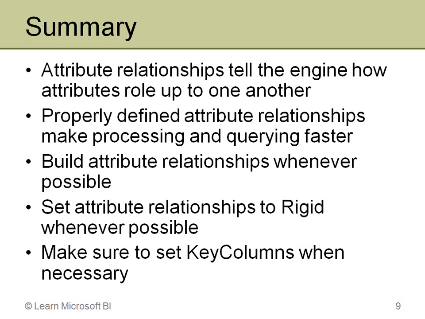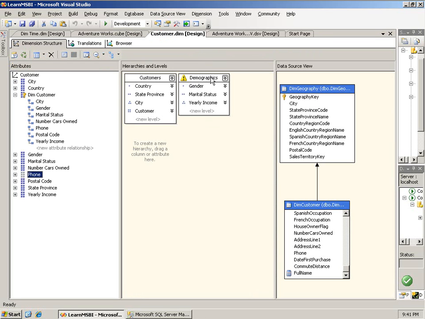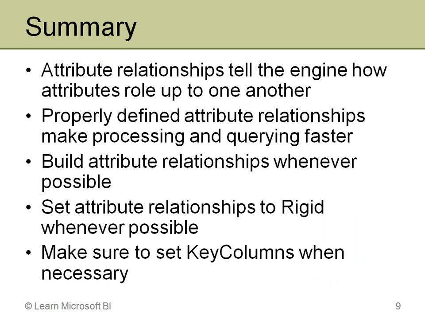So queries are faster. Processing actually occurs faster, again, because when it's building these aggregations, it can build the lower level ones first and then base higher levels on that lower level of detail. Anytime you can, build attribute relationships. Now, back in the 2005 example, for customer, I have another hierarchy here, and I did not build attribute relationships for it. It doesn't make sense. Gender doesn't break down into marital status or vice versa. Marital status and yearly income are not related. So that one's for user convenience, but I can't really add attribute relationships to that and have anything valid. So you won't always be able to, but anytime you can, you should.